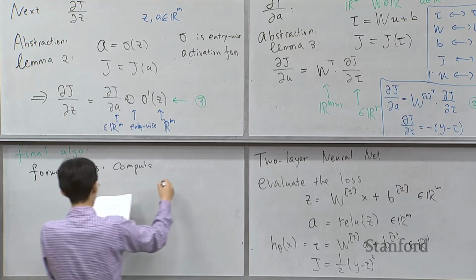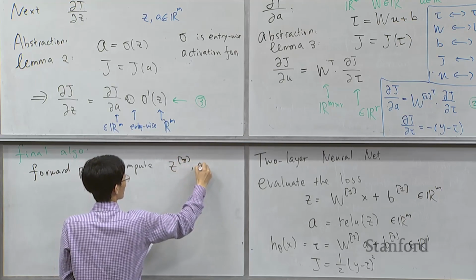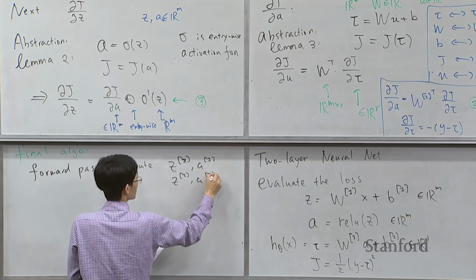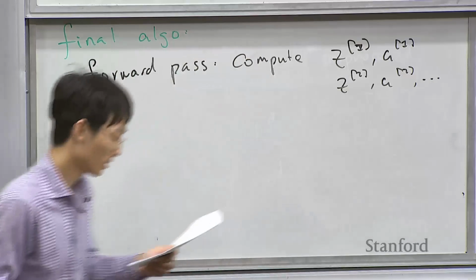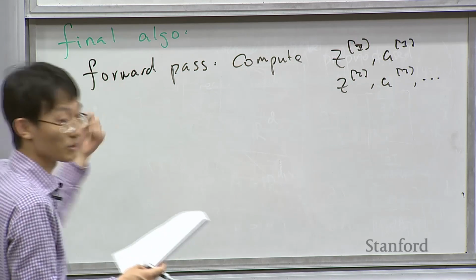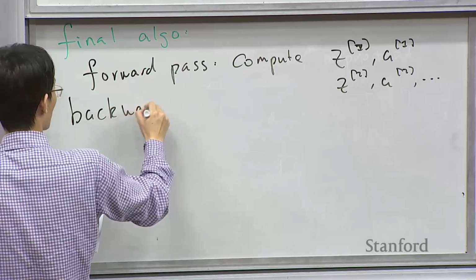So basically compute all the Z1, A1, Z2, A2, so on and so forth. Right? So just by computing all of this network, evaluating the loss, you get everything. So you get all the variables. And then in the so-called backward pass, you compute the gradient.